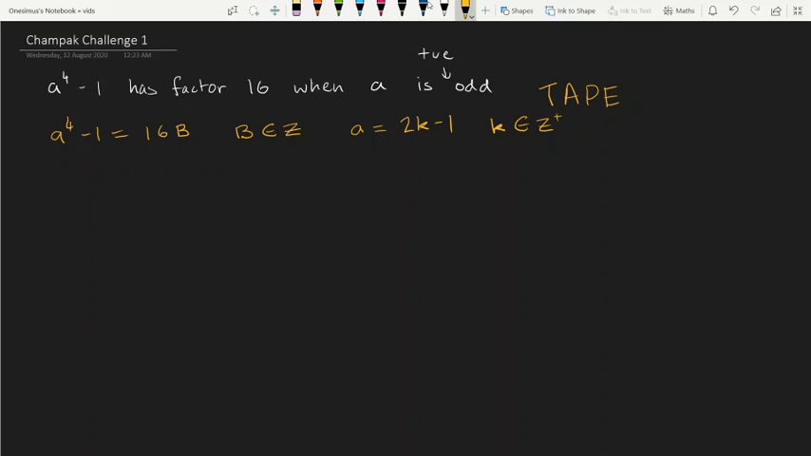Alright, let's try when k in this case is going to equal 1, which is going to let a, naturally, a will equal 2 times 1 minus 1, and we just discussed this, that's going to equal 2 minus 1, which is just 1. Right. In the case where a equals 1, we can substitute it back into this equation over here, and then 1 to the power of 4 minus 1 equals 16 times b.